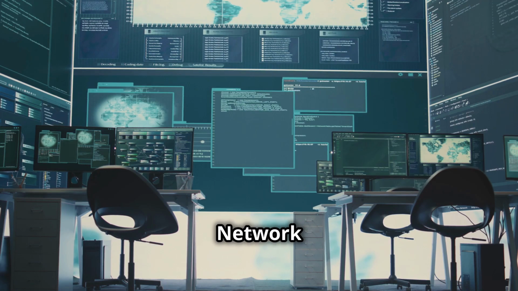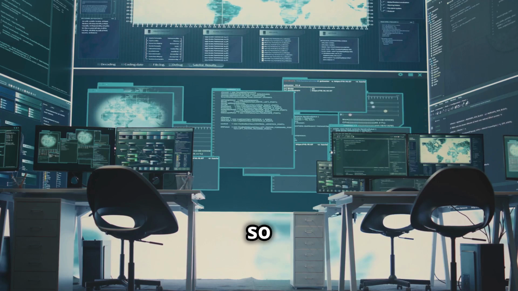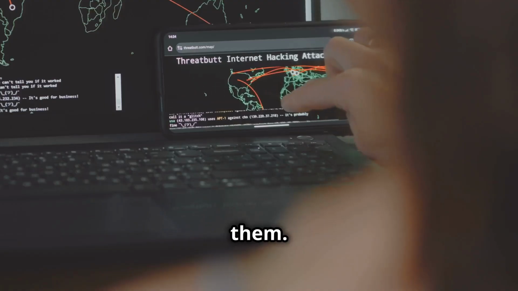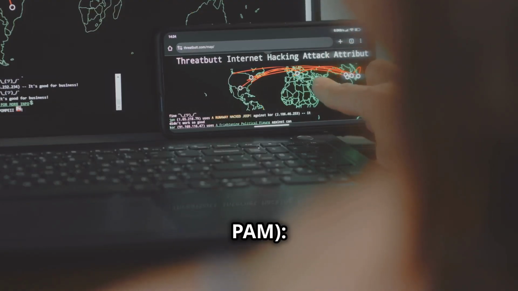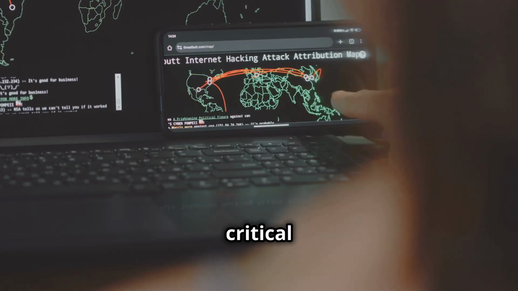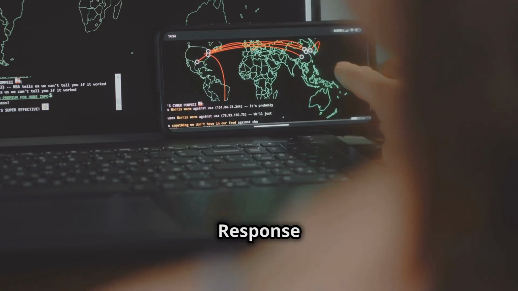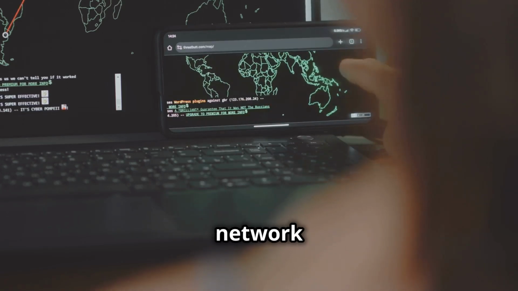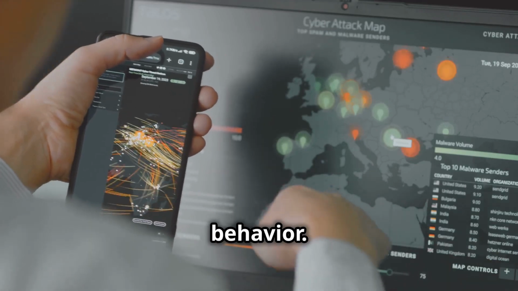Preventive measures: network segmentation, isolating systems so attackers can't easily move between them. Privileged access management (PAM), limiting user access to critical systems. Endpoint detection and response (EDR), monitoring network traffic for suspicious lateral movement behavior.